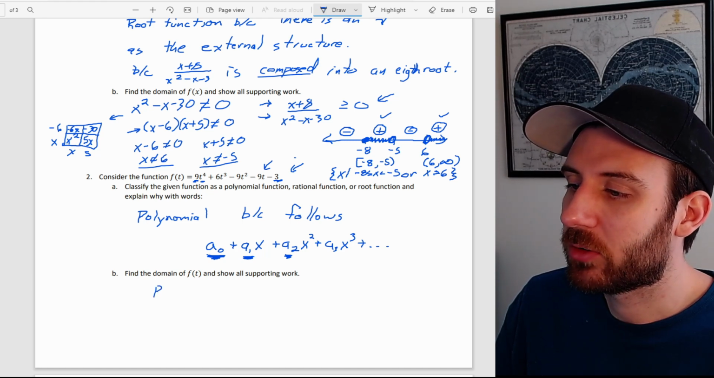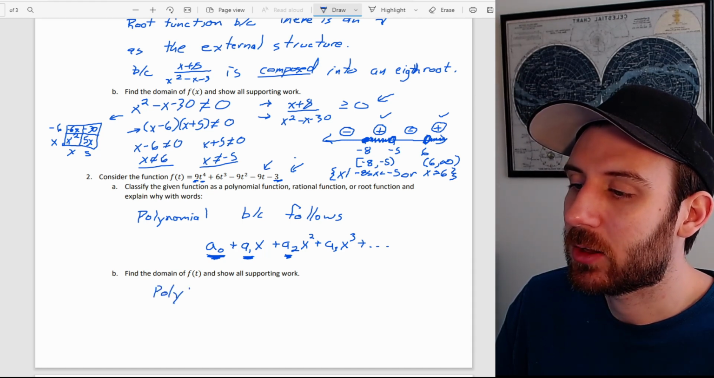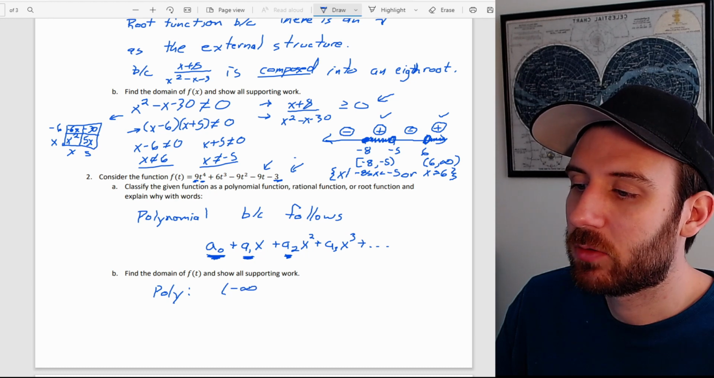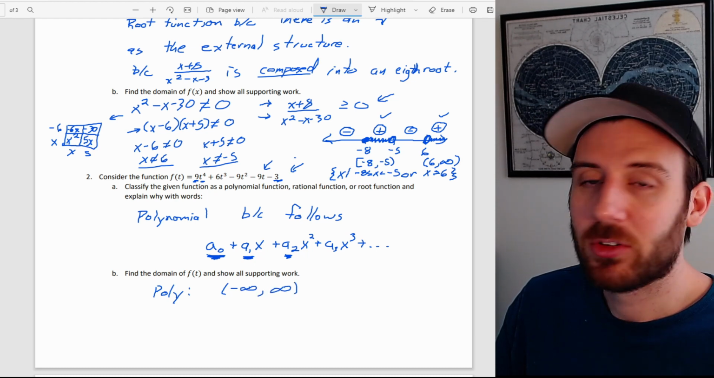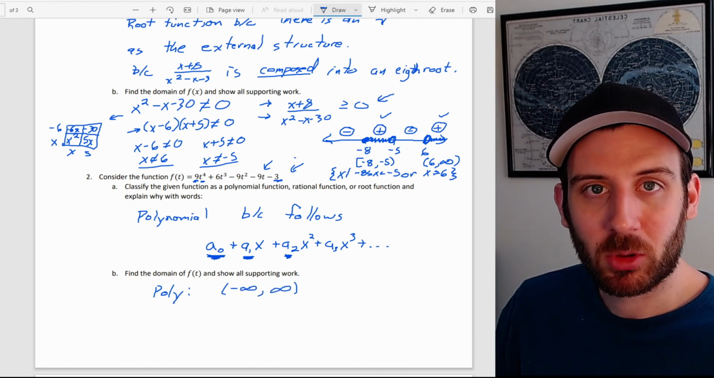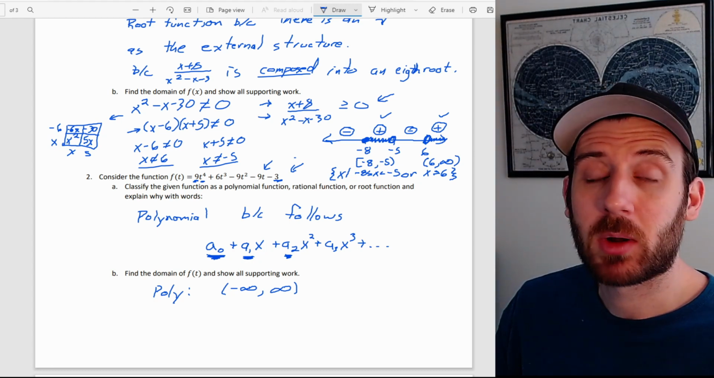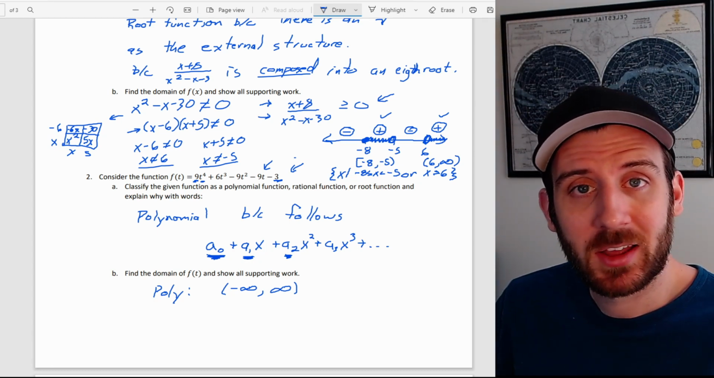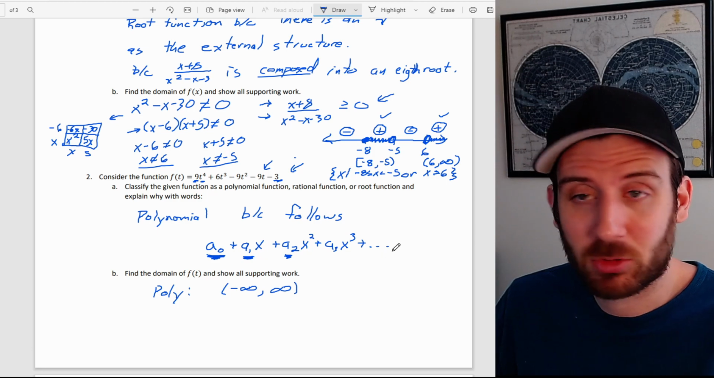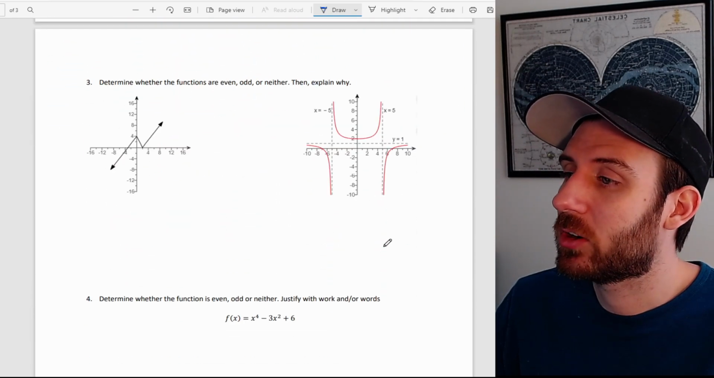So polynomials, in fact, always have a domain of -infinity to infinity. That's because there isn't ever going to be a problem with multiplying something by itself. There's never going to be a problem with multiplying something by another number, and there's certainly not a problem with adding or subtracting. All right, let's take a look now at the next one.